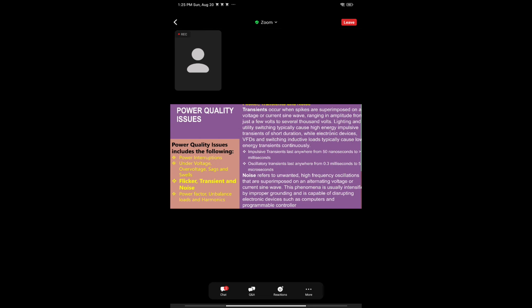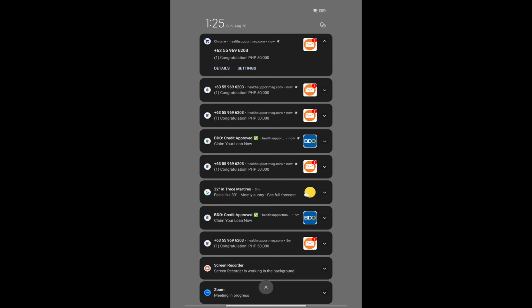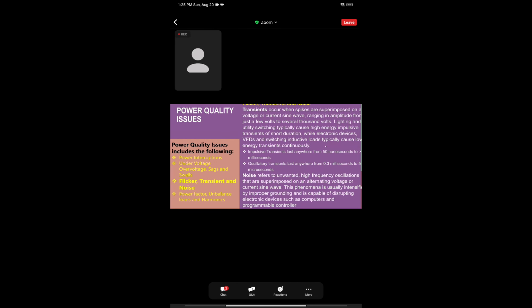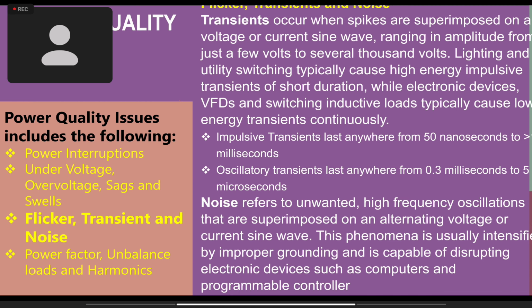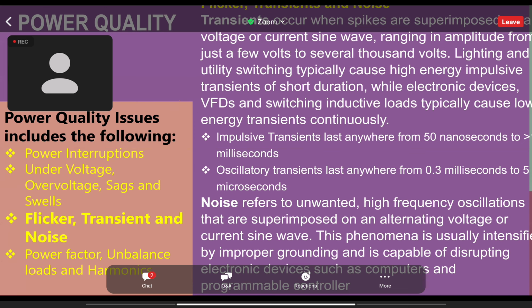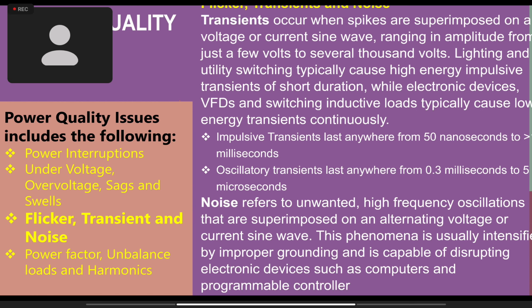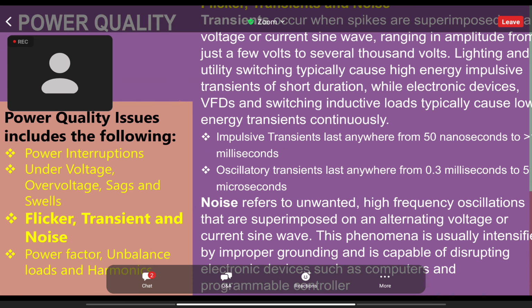So lighting and utility switching typically cause high energy impulses, transients of short duration, while electronic devices such as the VFDs and switching inductive loads typically cause low energy transients continuously. So ito yung mga sources of transients. Yung switching devices na electronics, then the VFDs. Kasi natin yan repetitive switching. They are using the IGBT, so switching operation ang basic principle on how to operate the IGBT.